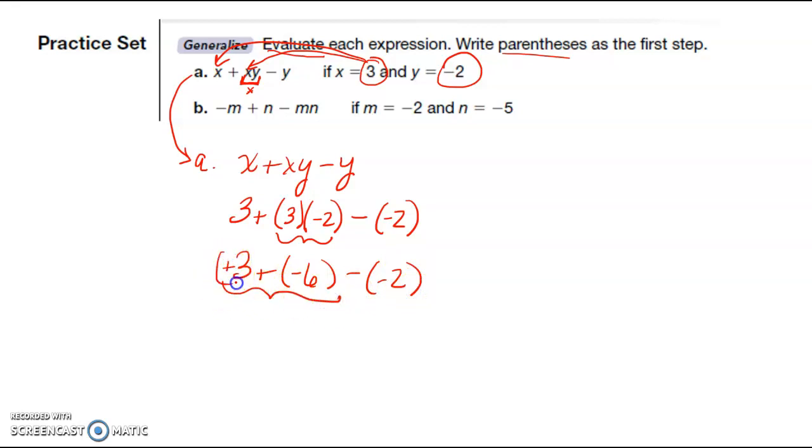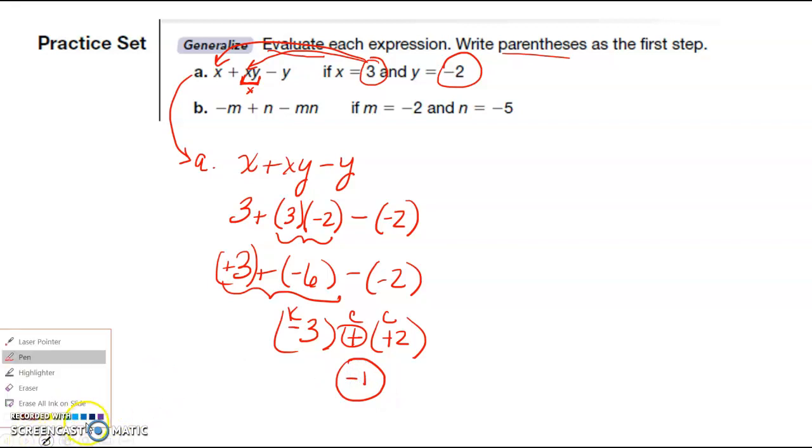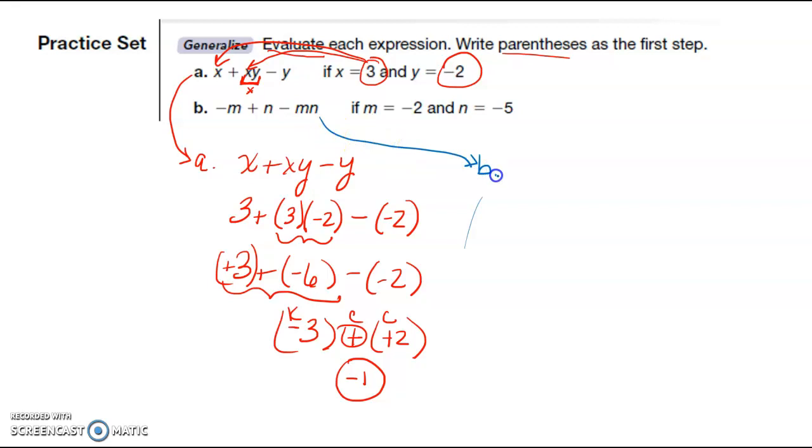So when we add a positive 3 and a -6, opposite signs, we're going to subtract and take the sign of the larger. So I have 3 and 6 is larger. And this is a subtraction problem, so we're going to keep change. And I get -3 plus a positive 2, which is -1. Let me go ahead and change colors here. Okay, and then we'll do B.